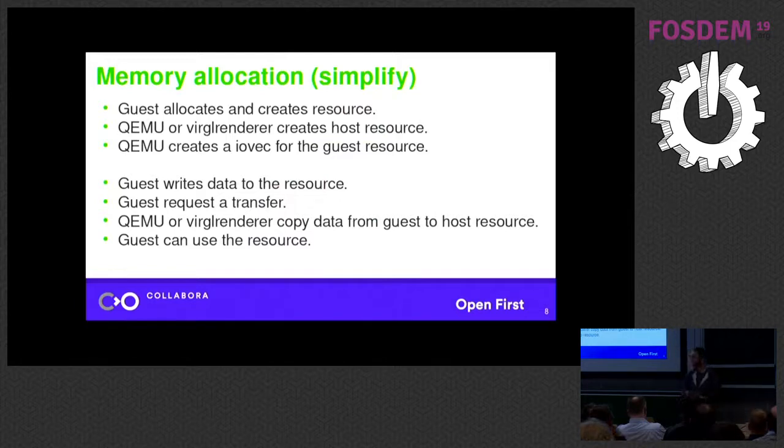Looking at the memory, because we need to send data from your guest to your host and the other way around. It's simplified, but the guest will allocate memory and the host will also allocate some memory, and then we have some IOVEC to communicate between both. And when the guest wants to write data, it will just submit to its own resources and ask for a transfer, and QEMU or Virglrenderer will take care of that and transfer the data, so the guest will now be able to use that resource.